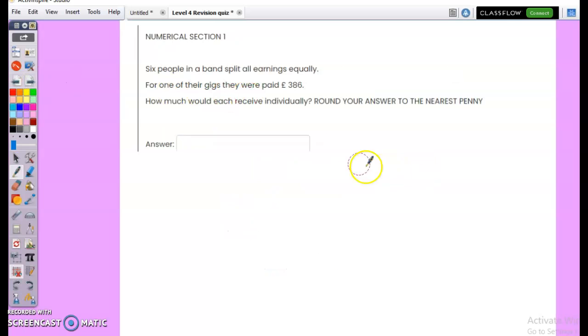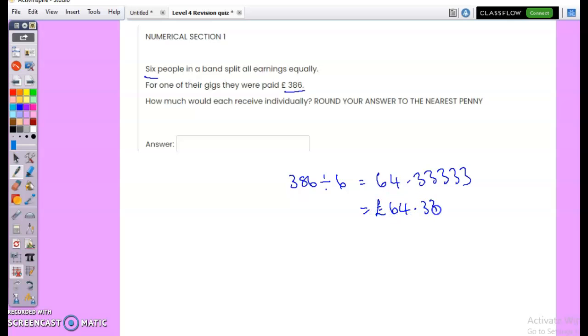Okay, question 2. 6 people in a band split all their earnings equally. One time they were paid £386. We want to divide that by the 6 people. Helps if you turn your calculator on when you want to type a sum in. Type that into your calculator, you get 64.33333333. The 3's continue forever. We are dealing with money, so you want 2 decimal places. You want 64.33.